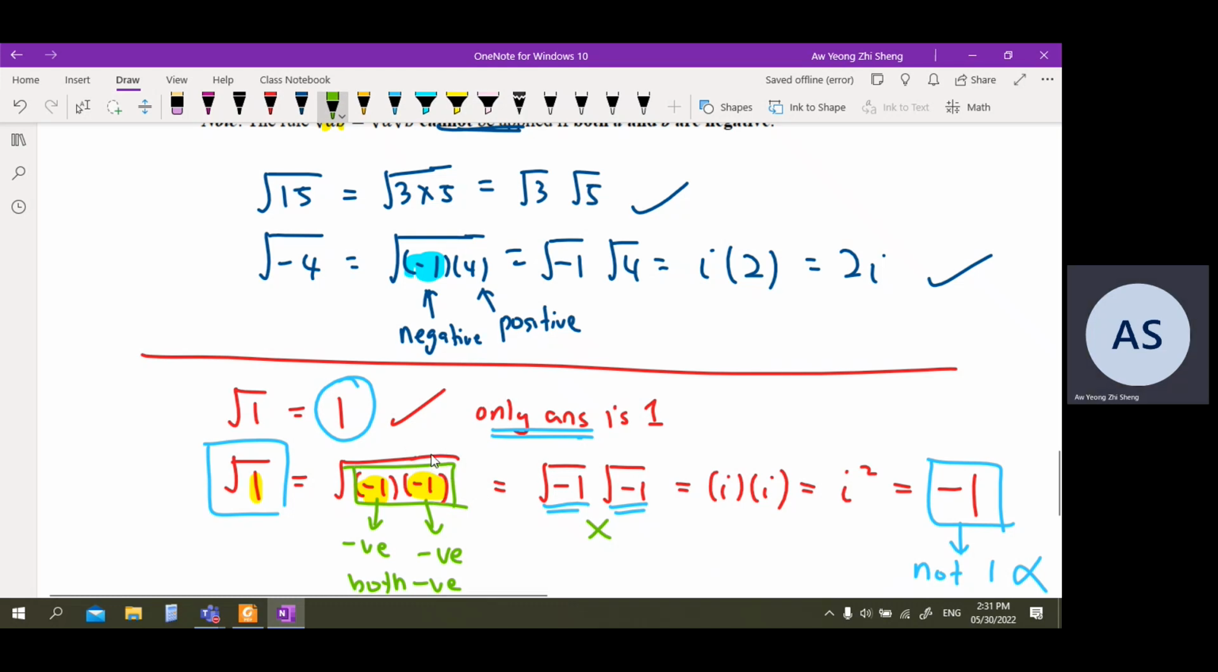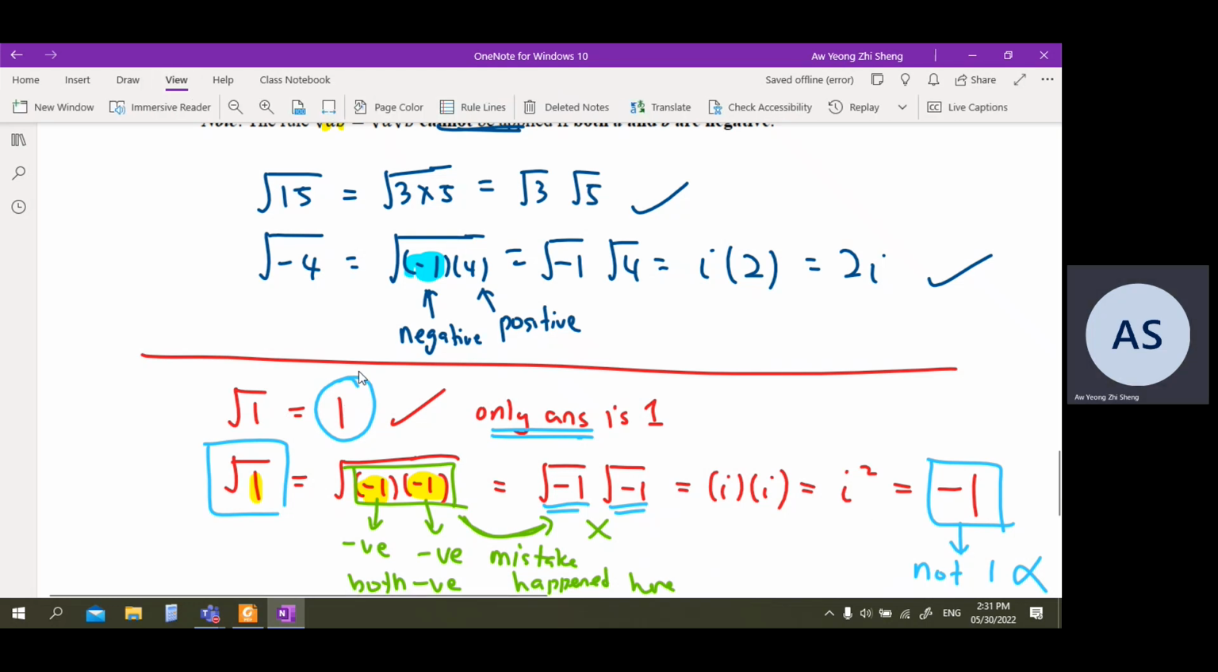The step where we distributed the square root over the product of minus 1 times minus 1, this is where the mistake happened. The mistake happened here. The step where we distributed the square root over negative 1 times negative 1, that is where the mistake happened. The square root of 1 must be 1. It cannot be negative 1. We know for sure there's only one answer.